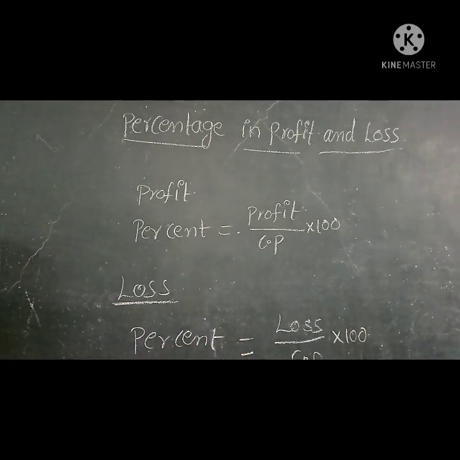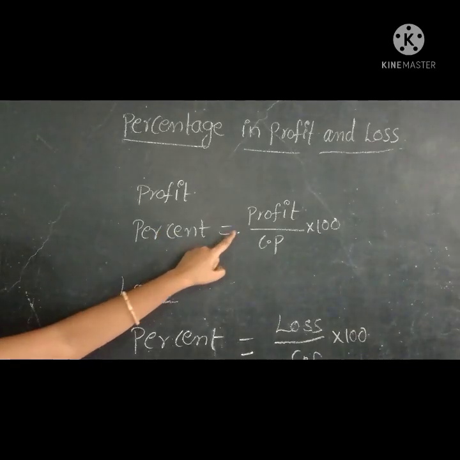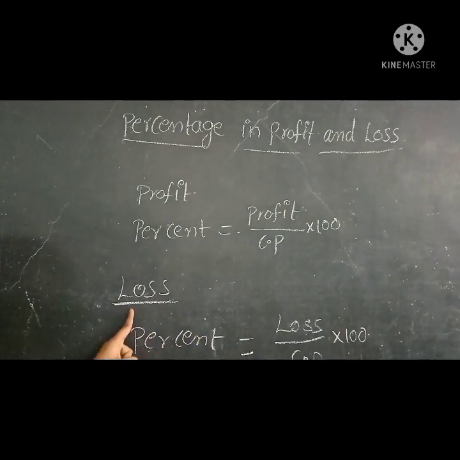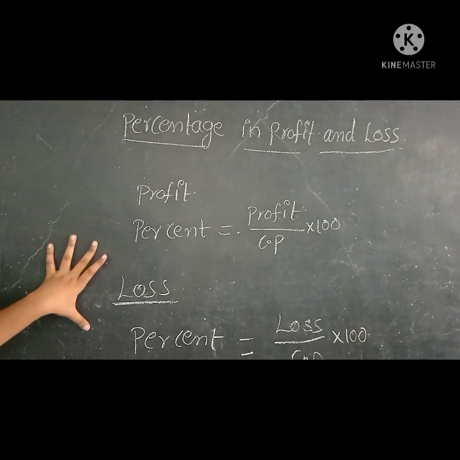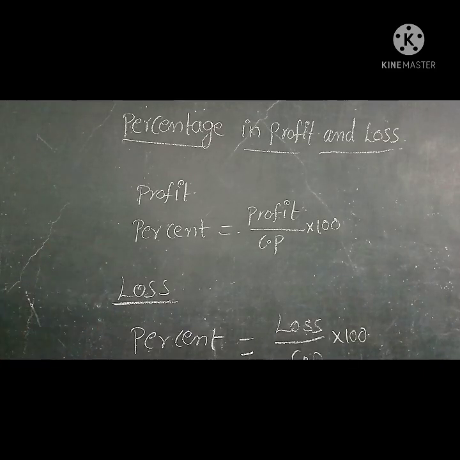Profit percent is equal to profit by cost price into 100. And coming to loss, loss percent is equal to loss by cost price into 100. So these are the two formulas to show the profit and loss in percentage.